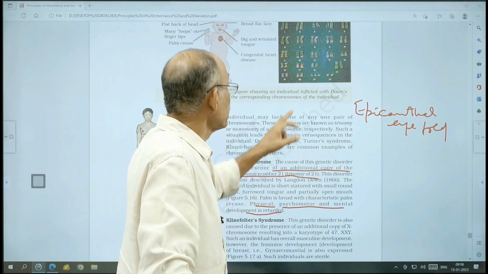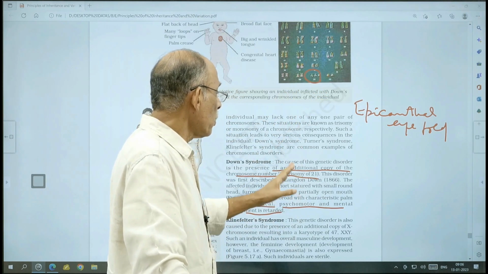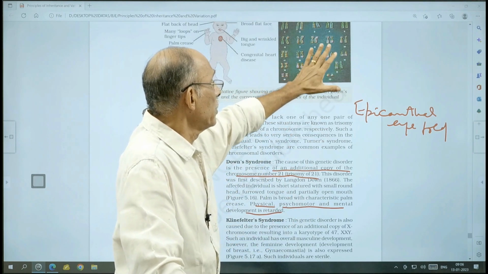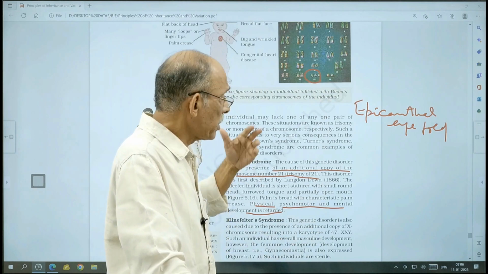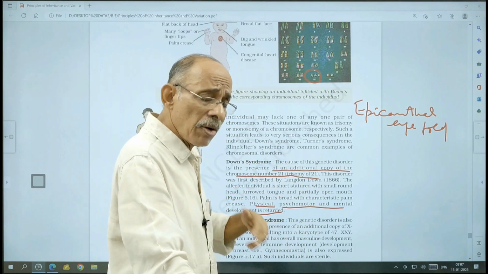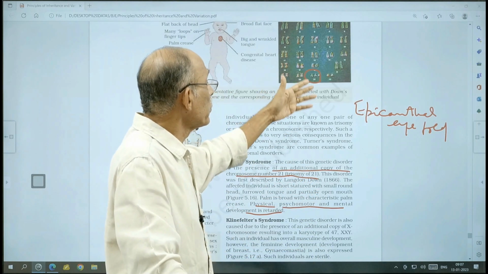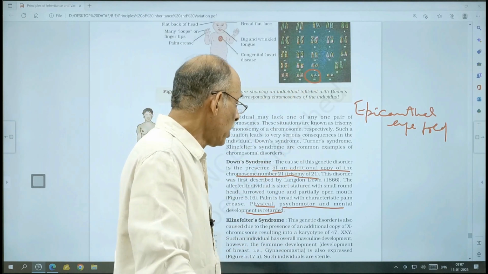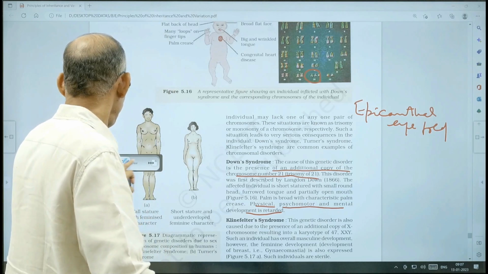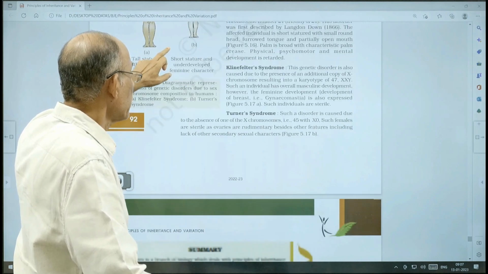The 21st chromosome is represented three times, and these chromosomal defects can be studied only by karyotype analysis. They cannot be studied by pedigree analysis, because the disease appears all of a sudden in a normal family, maybe due to some chromosomal defect or some other mutation. So that is Down syndrome. Next is Klinefelter syndrome.